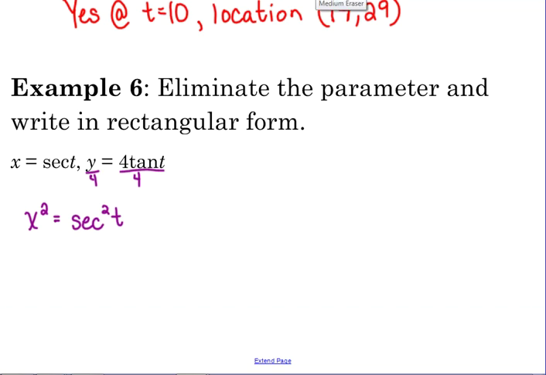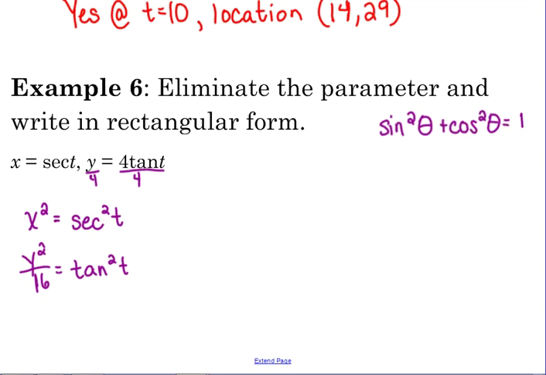I don't want to write that right there. I want to write it here. Y squared over 16, because I squared the y, squared the 4, is equal to tangent squared of t. So when it was sine and cosine, sine squared of theta plus cosine squared of theta was equal to 1. Is secant squared t plus tangent squared t equal to 1? We don't know because we don't remember. Right? So let's see here.